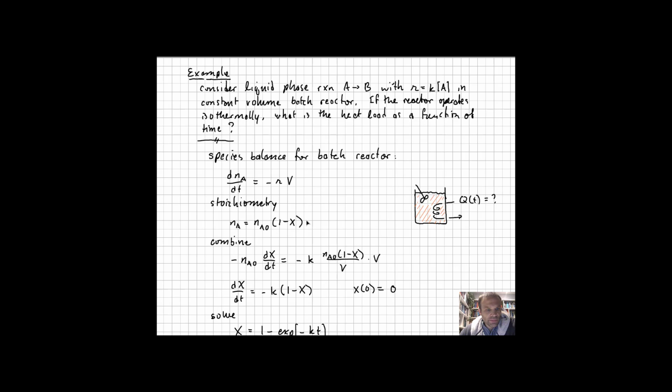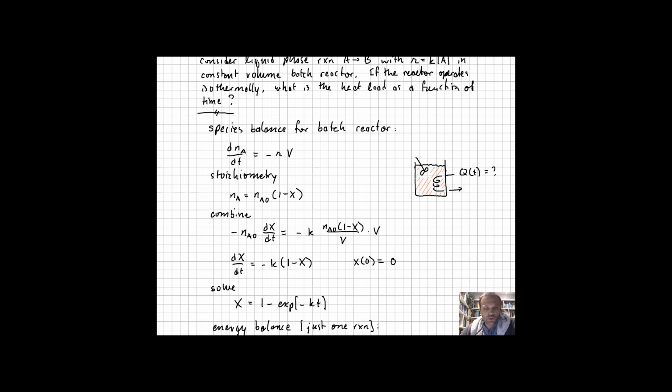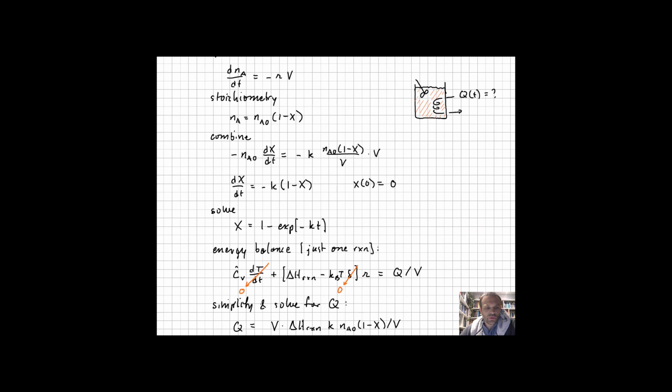We can combine this, put it into our species balance equation, and get an expression for the concentration and the rate law. It all simplifies down to this. We've been doing this for a couple weeks now, so these things are probably pretty familiar. The initial condition on this equation is that X at time 0 is equal to 0. That's my conversion. And remember, we have to find X as a function of time, but we also wanted to find Q as a function of t.